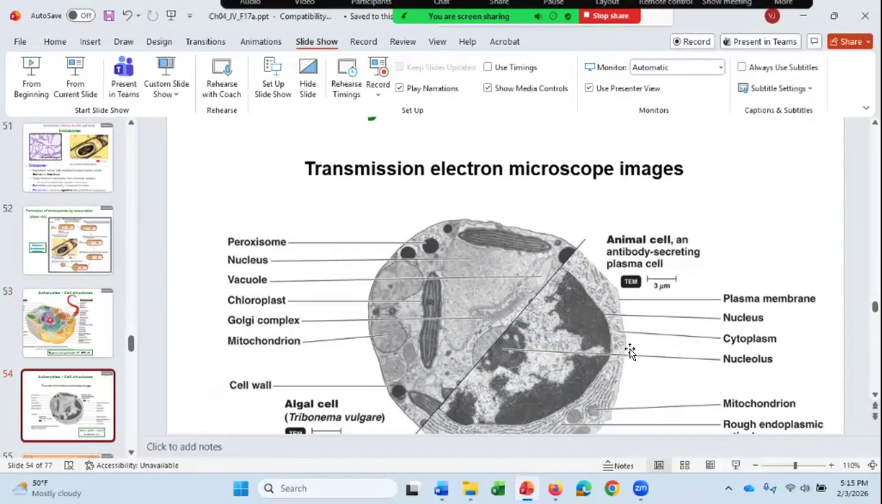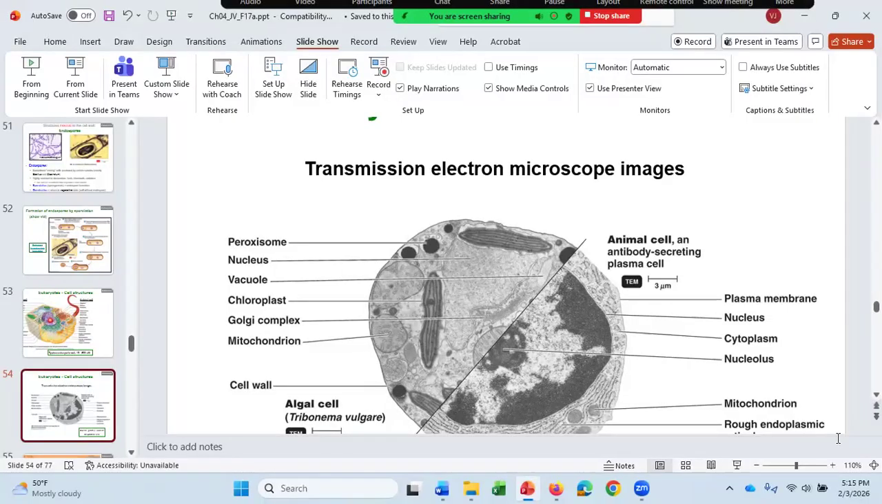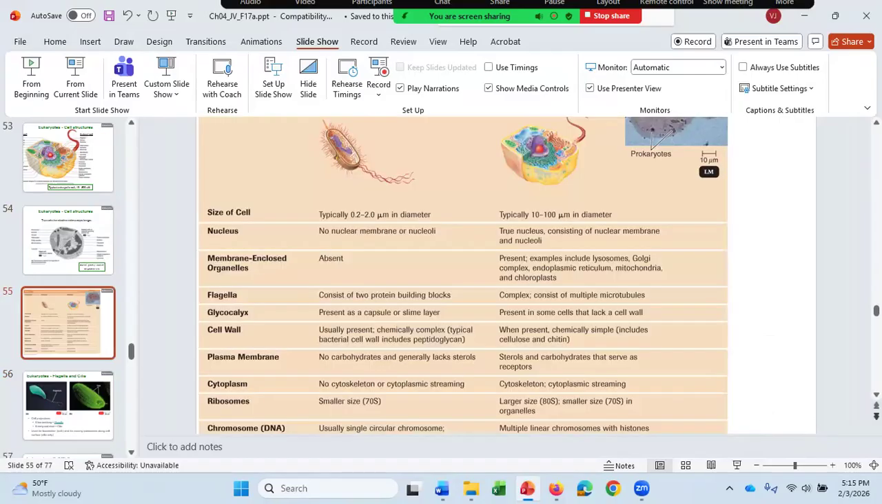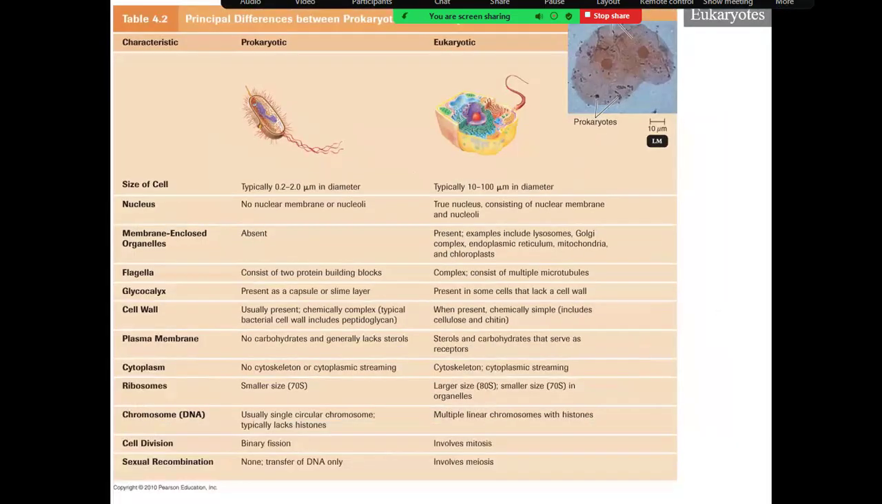All right, this is actually an electron microscopic image of an animal cell on the left and a plant cell on the right. Let me shrink that down just a little so we can see all of it. Maybe I can blow this one up. Yep, I can. All right, so we're seeing the difference between a prokaryote and a eukaryote cell.